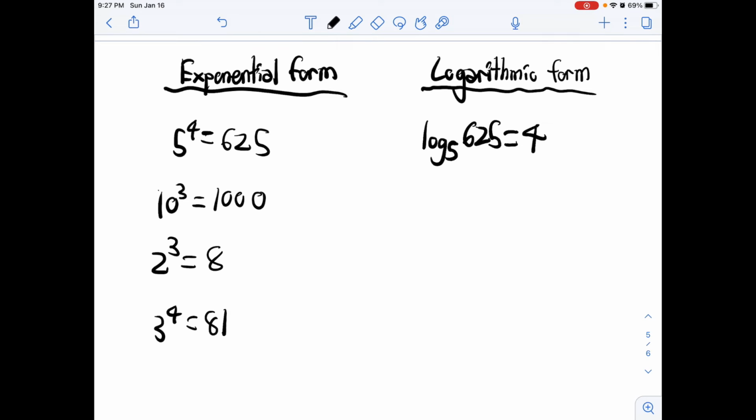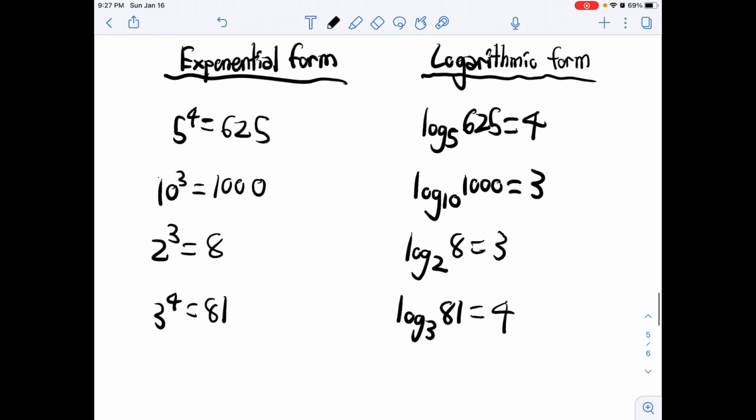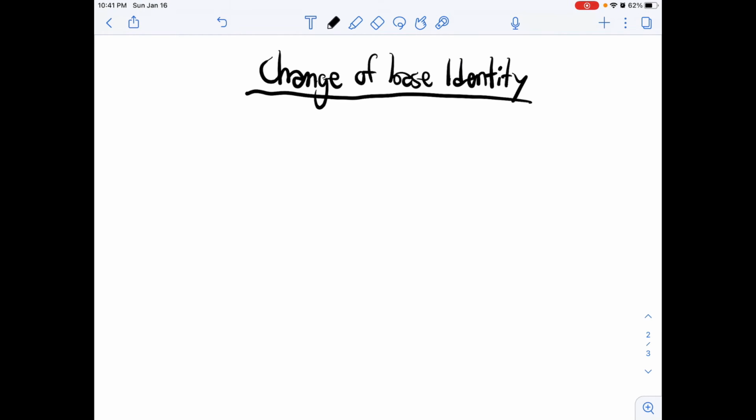Let's try the second example. The base is 10. Log base 10. The argument's the answer, 1,000. And that equals the exponent, 3. Next one, log base 2 of 8 equals 3. The fourth one, log base 3 of 81 equals 4. And there we have it. So now you have a good understanding of logarithms and how to solve them.